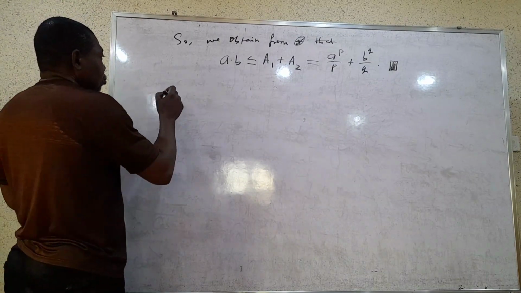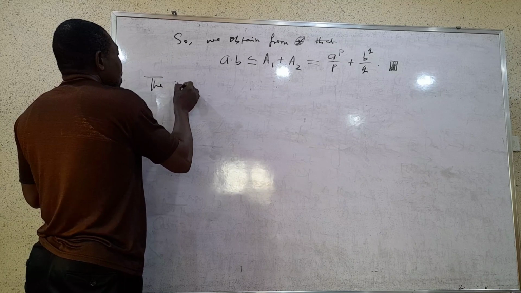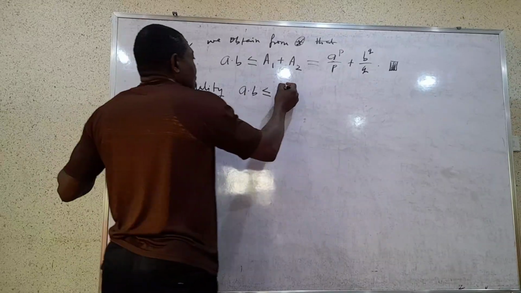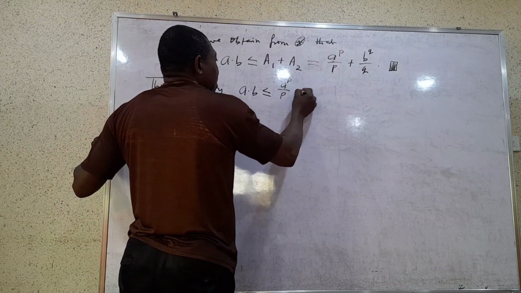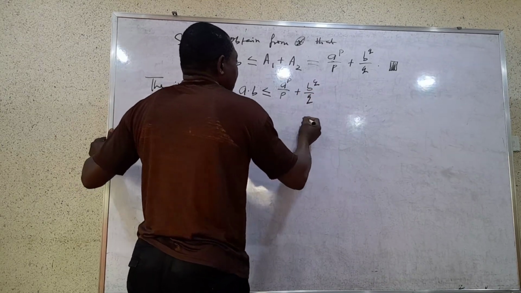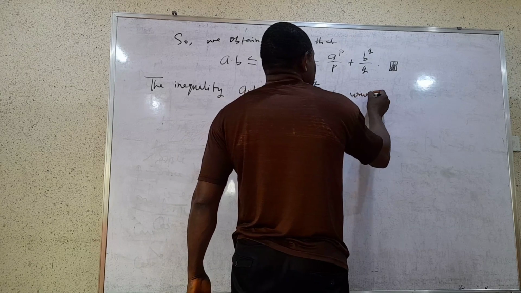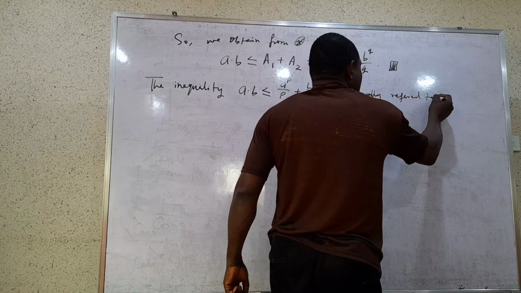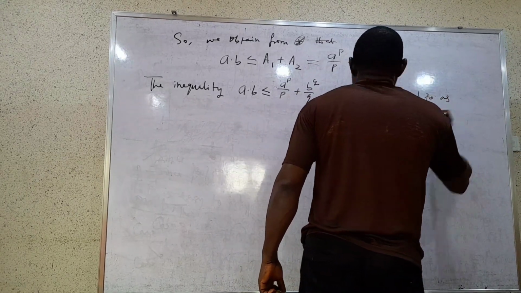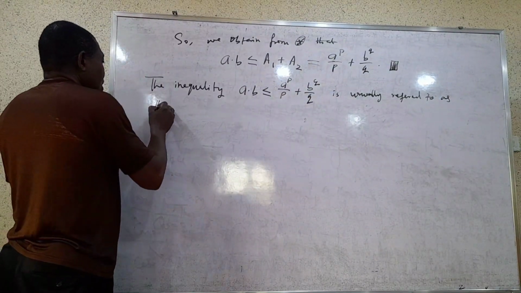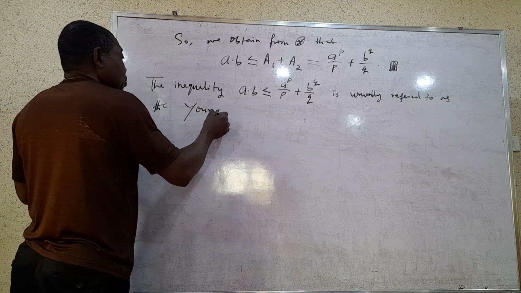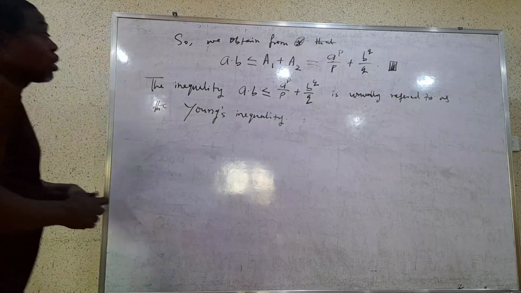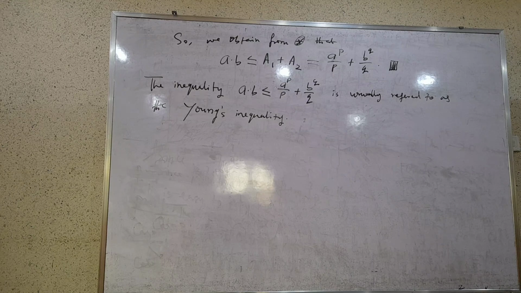The inequality AB less or equal to a raised to power p over p plus b raised to power q over q is usually referred to as the Young's inequality. The Young's inequality. Okay.